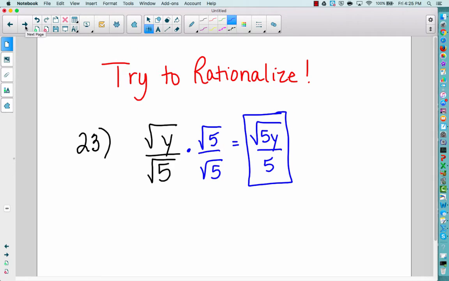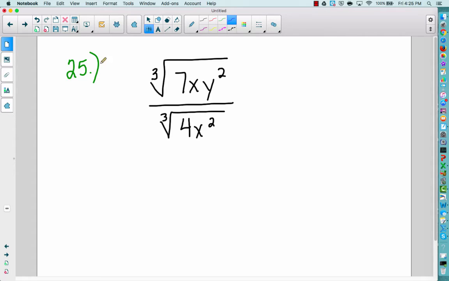All right, I want you to jump to number 25 and try it. This is the harder one. This is the cubed root. Now remember, I'm multiplying by another cubed root, but I'm just not putting it in the cubed root, okay? So I want to make the bottom a perfect cube. Pause and try. All right, you're back. So hopefully you multiplied the bottom by 2x. And really you're multiplying by the cubed root of 2x. I'm just not showing that because it gets really confusing when I do that.